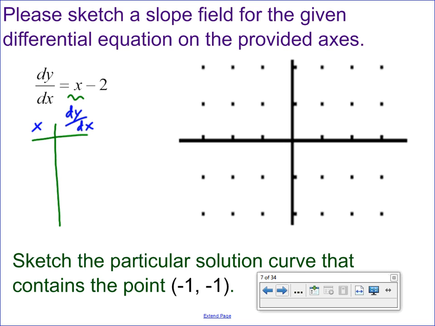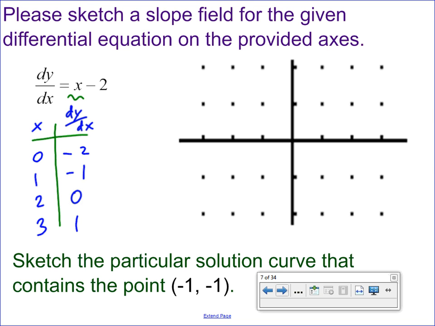So here we go. When I plug in 0 for x, I get -2 for my slope. When I plug in 1 for x, I get -1 for my slope. When I plug in 2, I'm sorry, for x, I get 0 for my slope. When I plug in 3 for my x-coordinate, I get, what, 1? All right, let's go ahead and start sketching our tangent line segments, and we can add more or less.